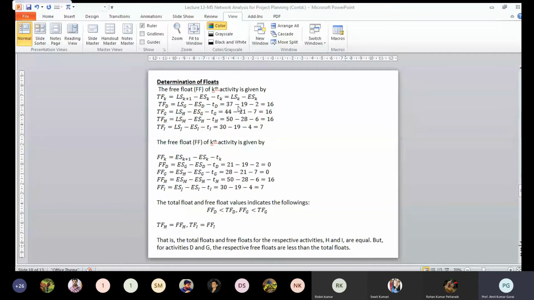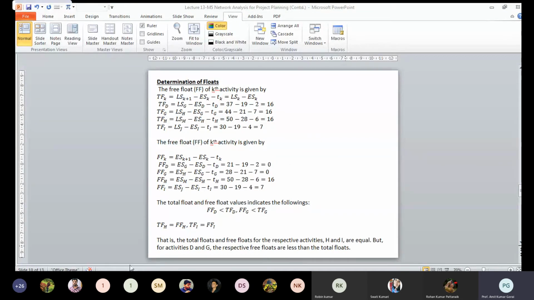So this value represents the total float and the free float. You can make a maximum delay of 7 weeks. Here you can make a delay of 16 weeks for jobs D, G and H. If the free float is less than the total float, you have a limit: you can start and finish the job only within that particular range. Suppose the total float is 16 and the free float is 14, so you can start somewhere in between.